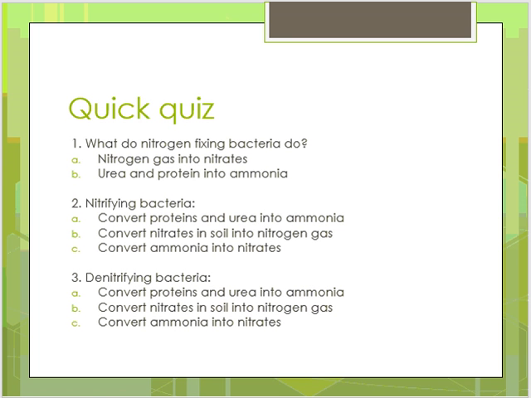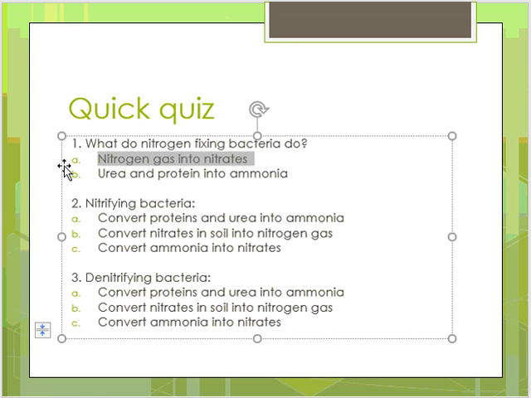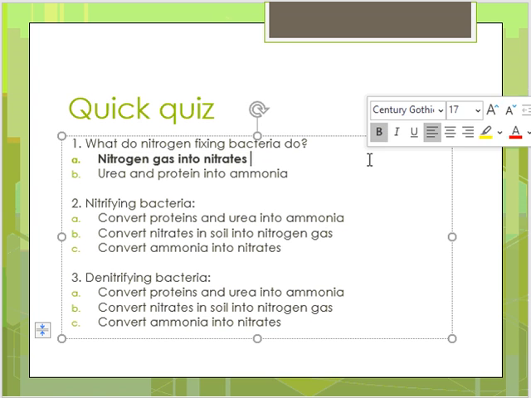So filling in that summary. Okay, so a quick quiz here. What do nitrogen fixing bacteria do? So A or B? Okay, so that would be A. They convert nitrogen gas into nitrates so that it can be used.